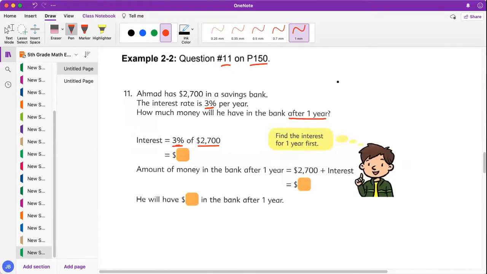And so how we do that is the same, right? 2,700 multiplied by 3 out of 100. Our zeros cancel. So now we have 27 times 3. And what would that be? 81, maybe? 27 times 3? Perfect, 81. All right, so we can say that 3% of 2,700 is $81.